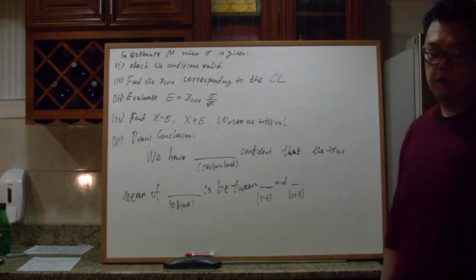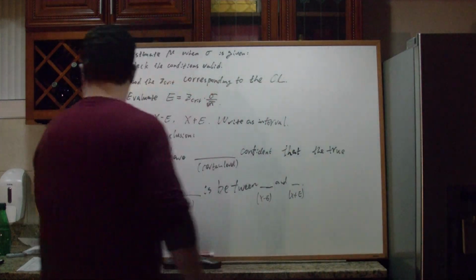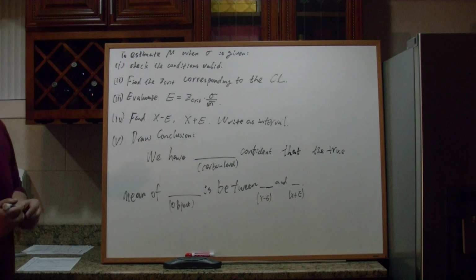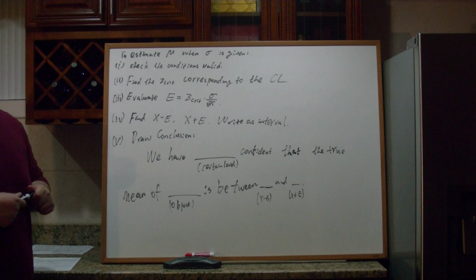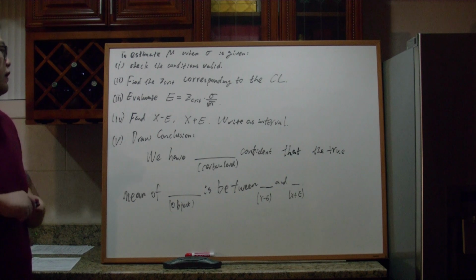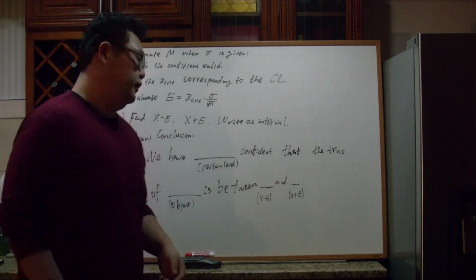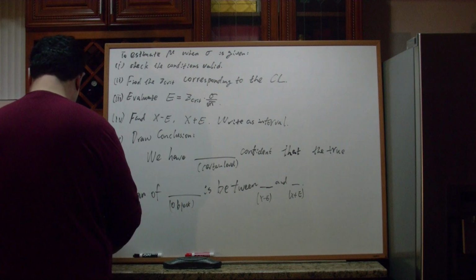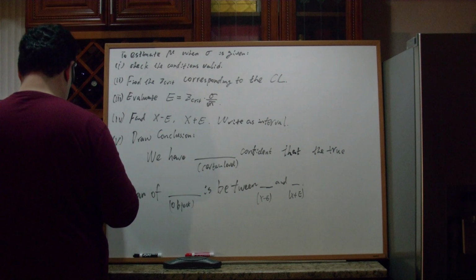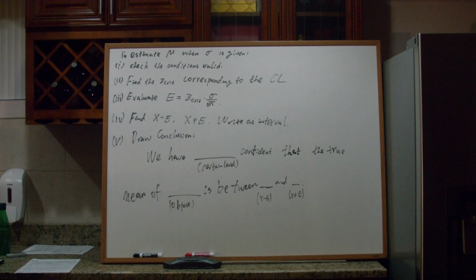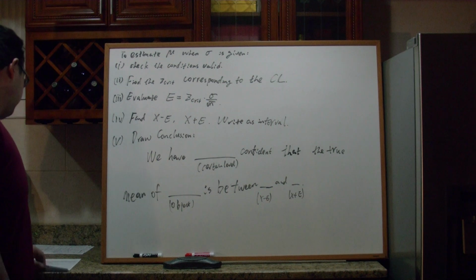We can use a sentence to say: we are a certain percent confident that the true mean of some object is between two values. Here is the confidence level, here is the object the question is asking about, and between two values. So that is the full set of steps and a brief introduction of the confidence interval of the mean when the standard deviation is given.